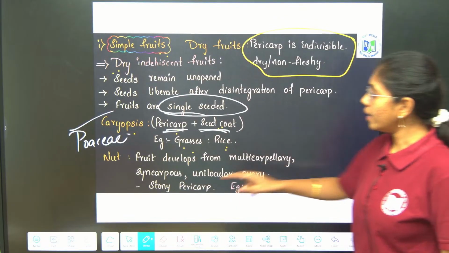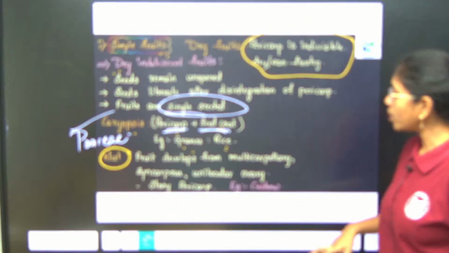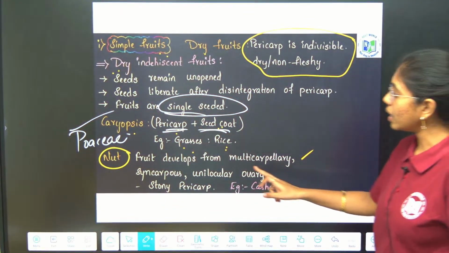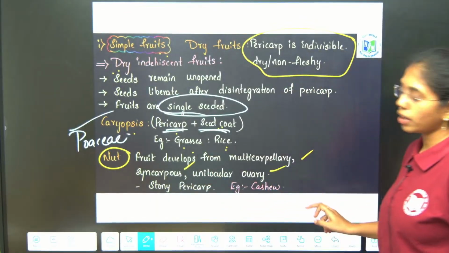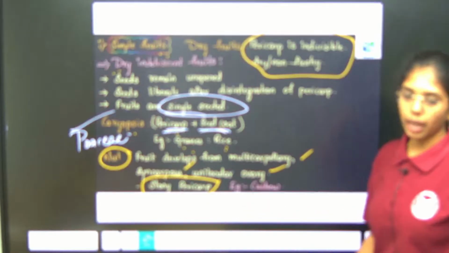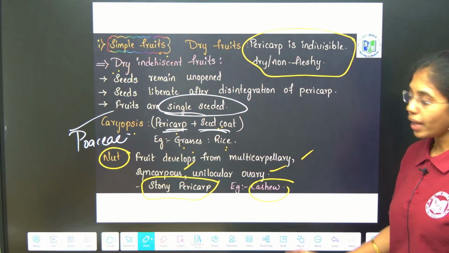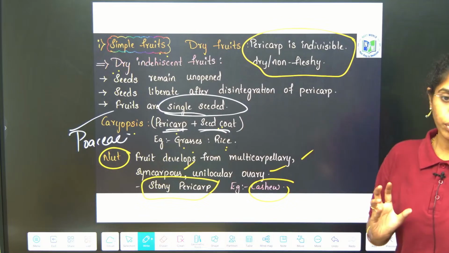Then nut, the second type of fruit, wherein the fruit develops from a multicarpellary syncarpous unilocular ovary. It has a stony pericarp, the fruit wall is stony. Example is cashew. Here is exactly what you have to remember.